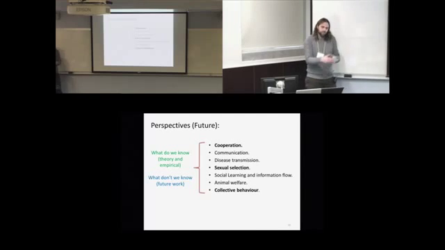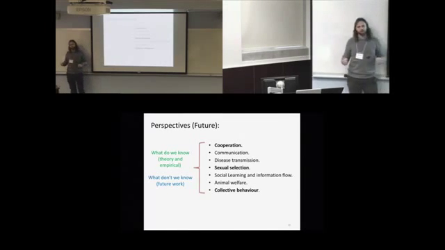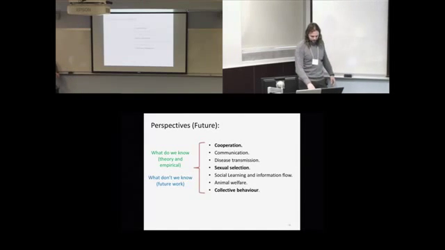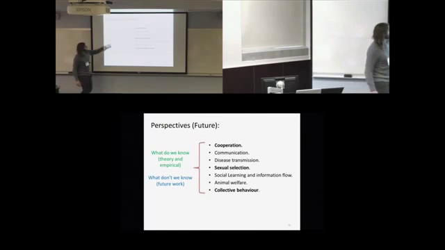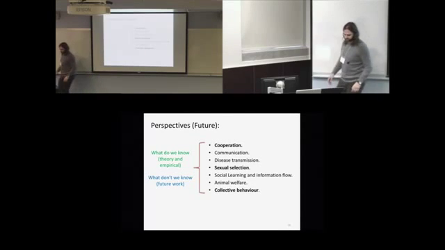So just to think, well, what do we know? And then what don't we know? What are some of these questions that we can go out there and ask when we're armed with our tools? So I picked three: the evolution of cooperation, sexual selection, and collective behaviour.